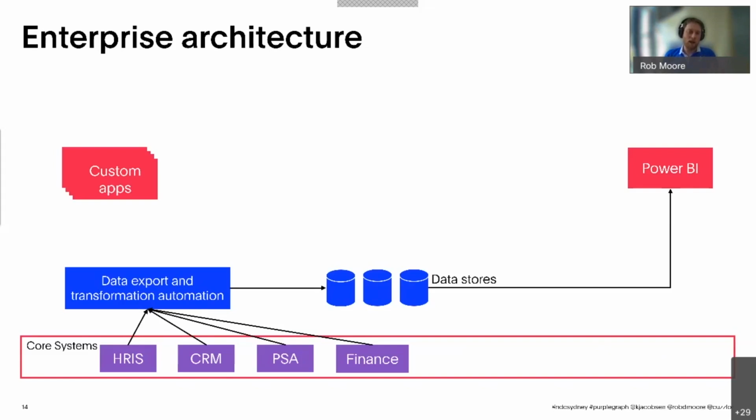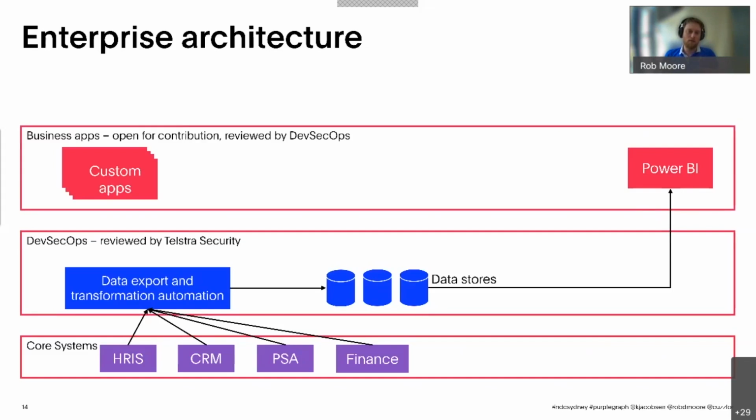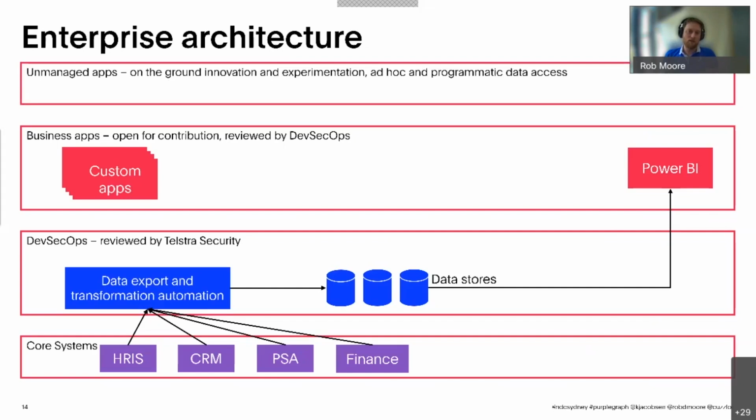Now, what we started designing was a series of layers that could exist in our architecture. The first one would be owned by Kieran's team, and it would involve all of the interactions to those core systems. The next one would be open for contribution for our entire company, but it would be reviewed by Kieran's team. So there's a minimum level of quality. And then we were really keen to have a third one, which is more of an unmanaged area that we could empower on-the-ground innovation and experimentation through a combination of ad hoc and programmatic access to our data. The idea being here that people could create things that had a limited impact. So they weren't things that would affect the whole company. They would affect maybe a single team.